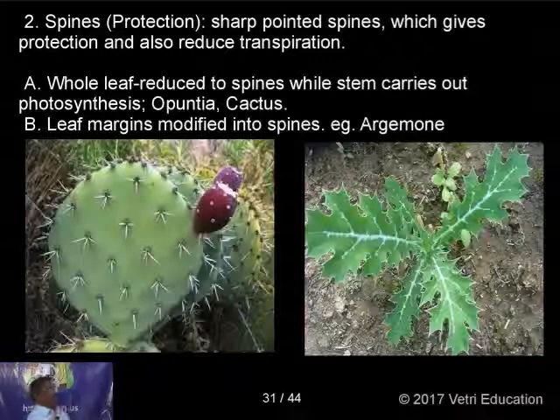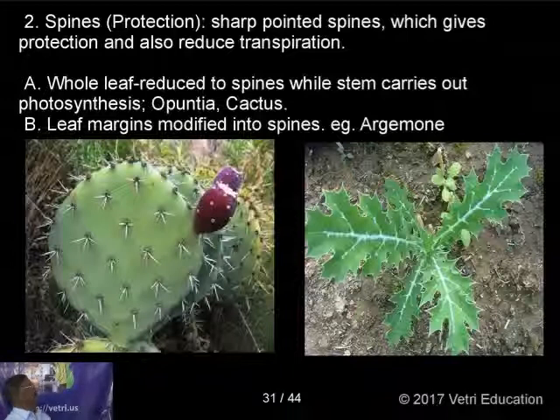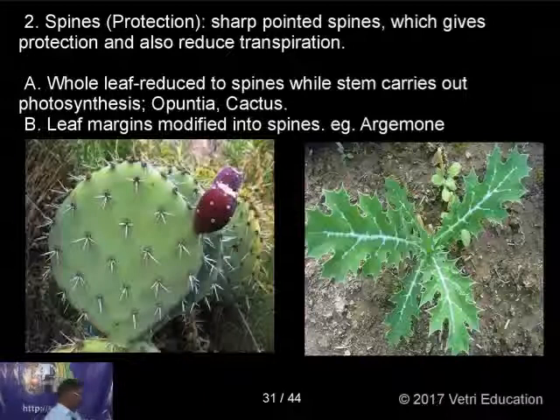Next, spines. See here, this is for protection and also sometimes to reduce the rate of transpiration. The sharp pointed spines give protection and also reduce transpiration. So the whole leaf is reduced into spines in Opuntia. In Opuntia you can see, what happened? The stem is modified into a flat leaf-like structure and the leaves are modified into spines. Example, Opuntia and cactus varieties.